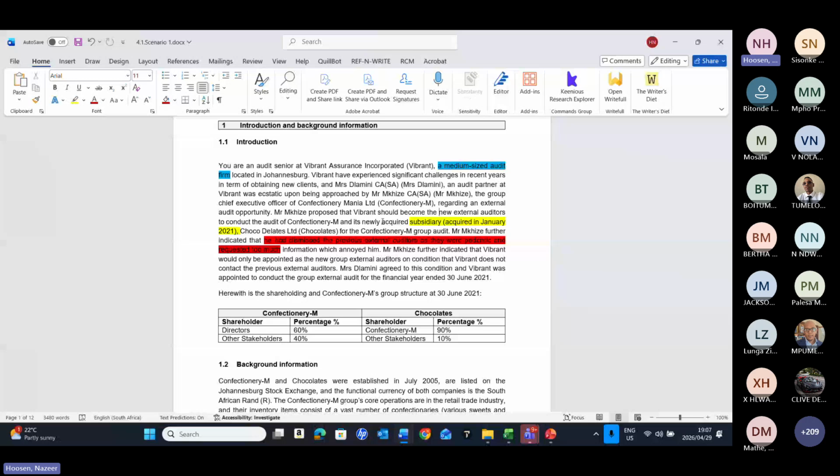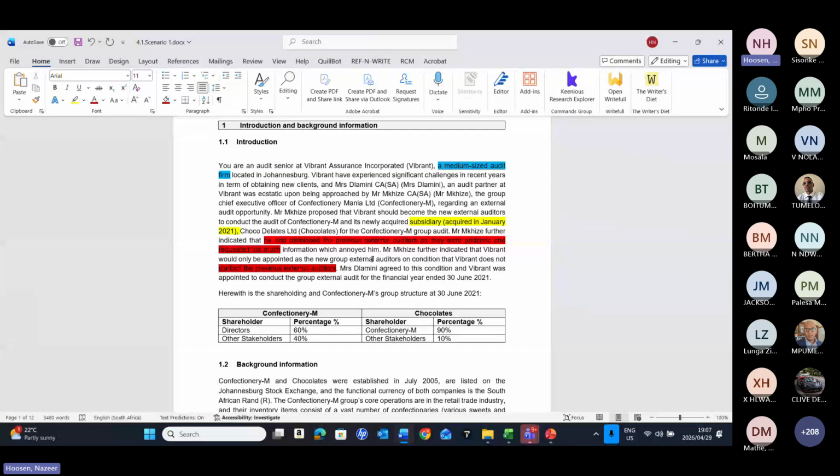So anyways, it goes on to further state, Mr. Mkize further indicated that Vibrant would only be appointed as the new group external auditors on condition that Vibrant does not contact the previous auditors. No way, that already is a red flag. So this individual is intimidating us as auditors and saying do not contact the previous auditors. That already is evident of his integrity and his attitude. And it is necessary to obtain certain information. So that's a red flag which we've identified from him.